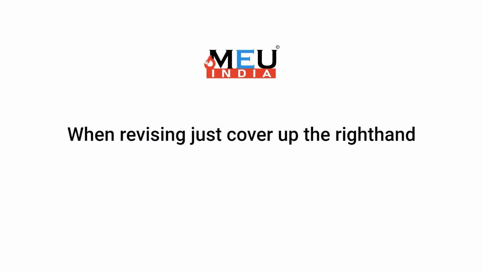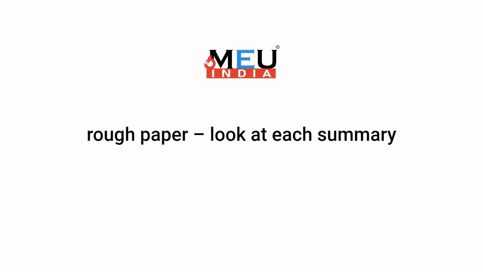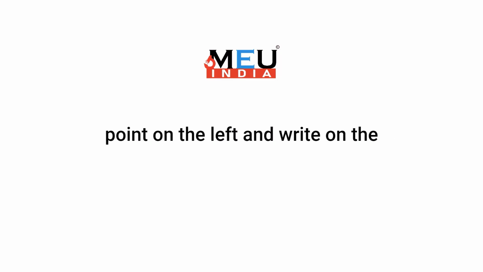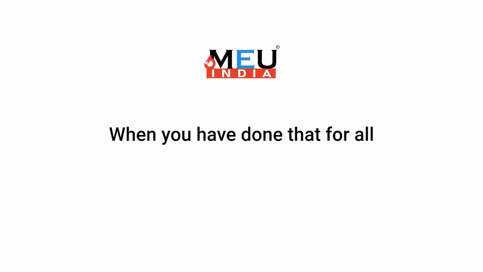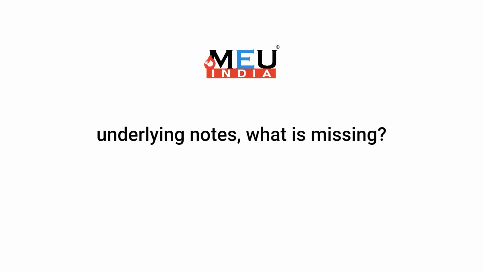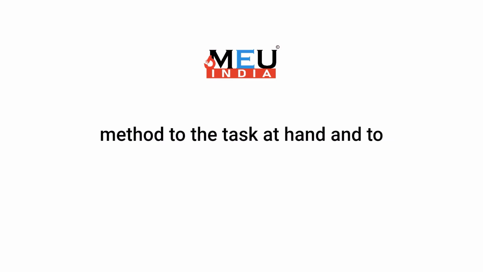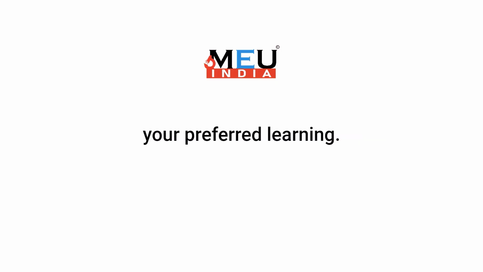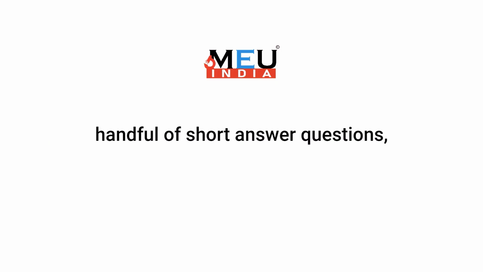When revising, just cover up the right-hand side of the notes with a piece of rough paper. Look at each summary point on the left and write on the rough paper the details that link to that point. When you have done that for all the summary points, check your rough paper against the underlying notes. What is missing? Of course, you can adapt the Cornell method to the task at hand and to your preferred learning. Perhaps you can use the summary space to write a handful of short answer questions.